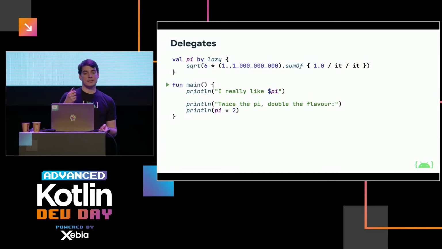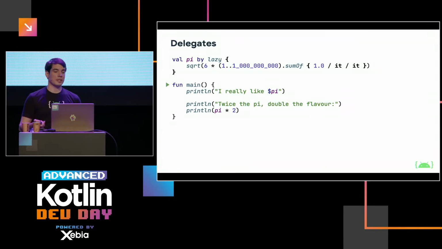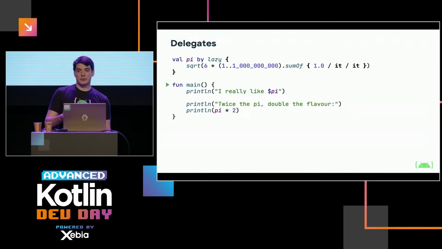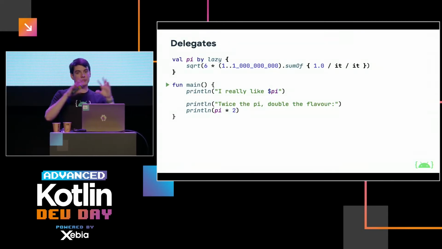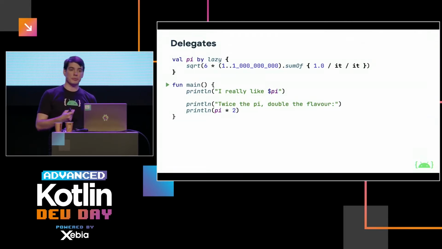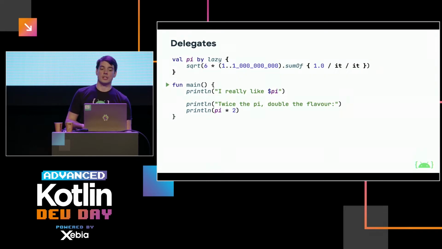And thanks to this being wrapped into a lazy property, the value will only be computed when I first access it, which is on the first line of the main function. And after we do that expensive calculation, the value will be cached, so any subsequent reads of the property will just reuse the existing cached value.